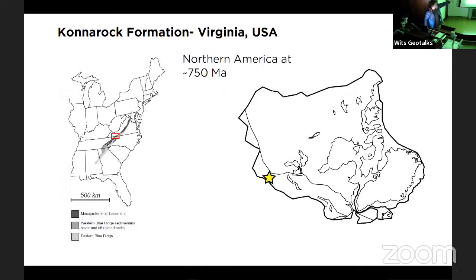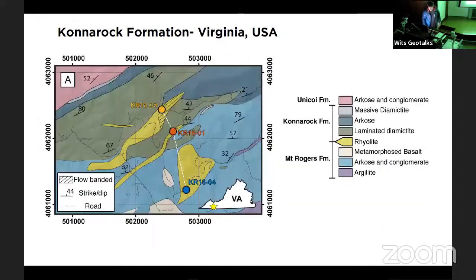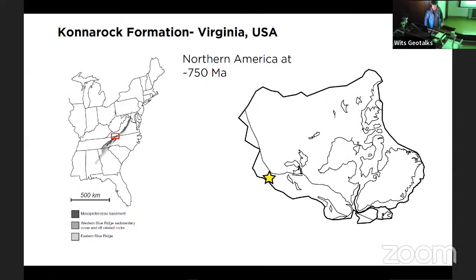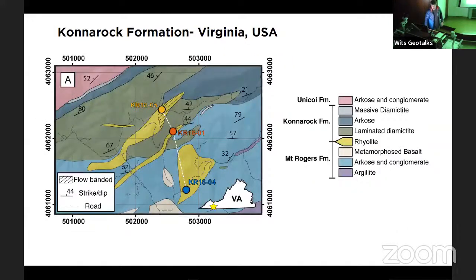So the area of investigation was in this red square, and it's shown on the same area shown with the star, and that was the orientation of North America and Greenland about 750 million years ago. So America was kind of rotated on its side. And the reason we went there was because as well as there being these glacial rocks, there were rift-related felsic volcanics interbedded amongst them. They were rhyolite domes, right? And rhyolites have tons of zircons. So we thought, hey, let's go do this.